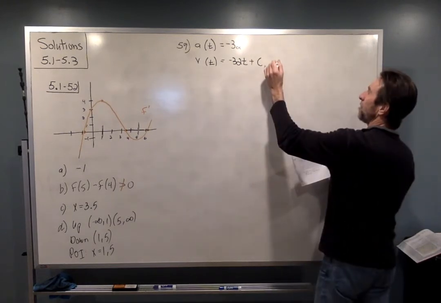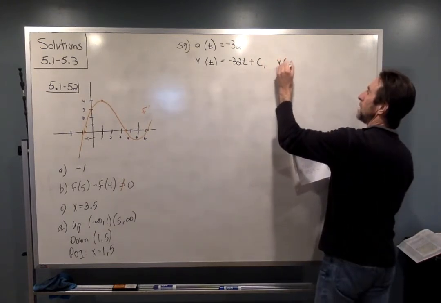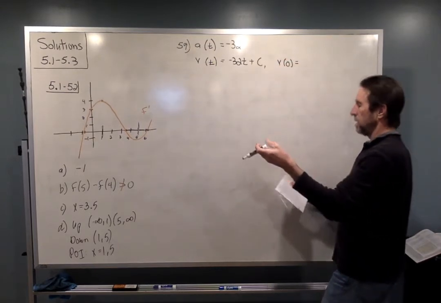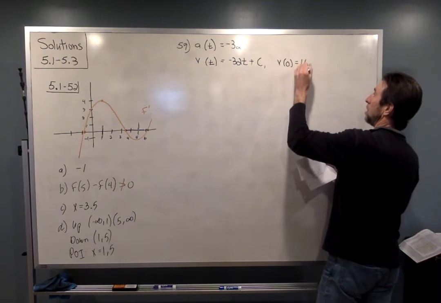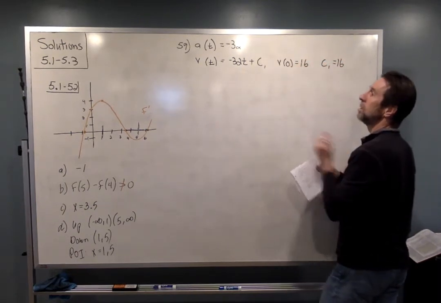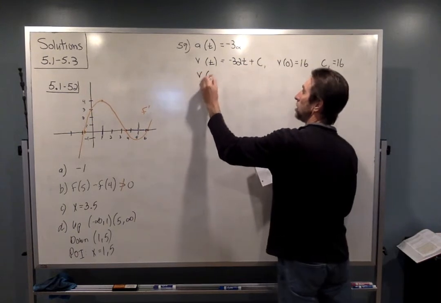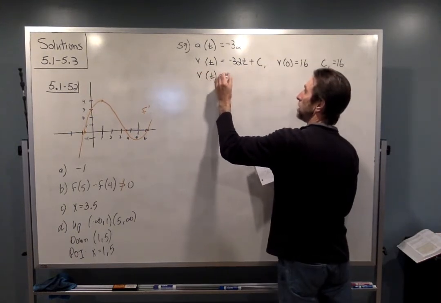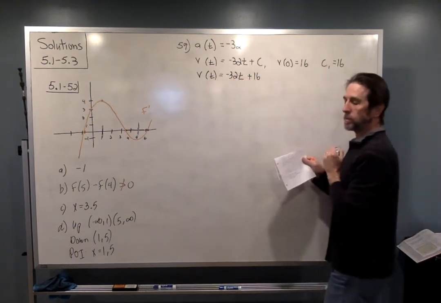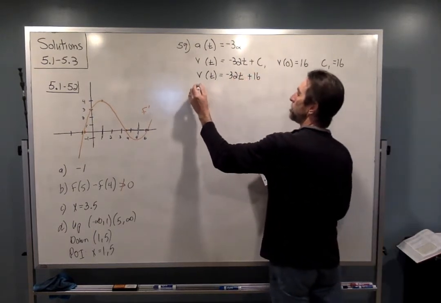Now, it does turn out that we know that the velocity at 0, because this hot air balloon is going up, is basically 16. So what that means is c1 equals 16. So now my velocity function is -32t plus 16. We then move to the position function.